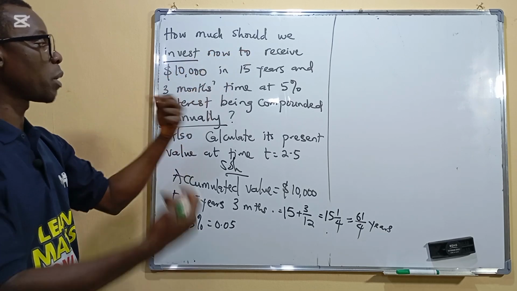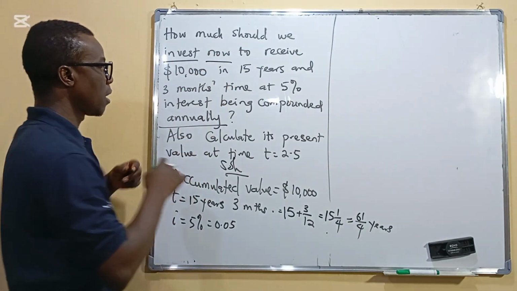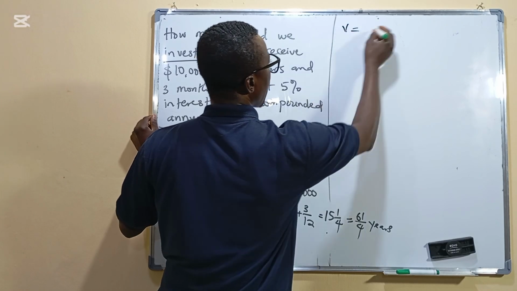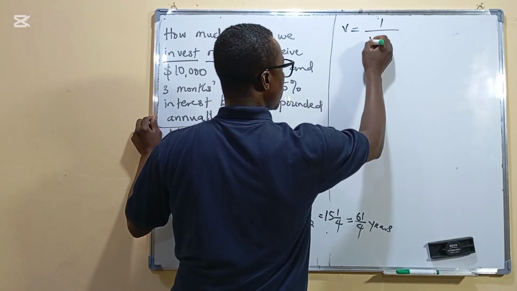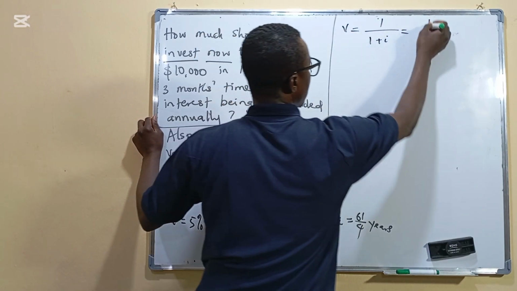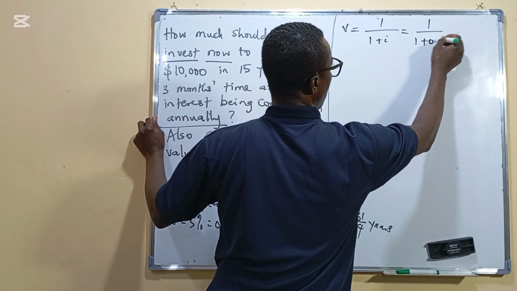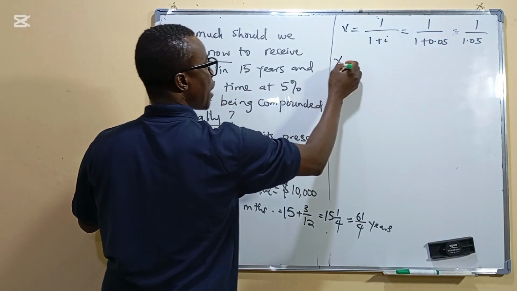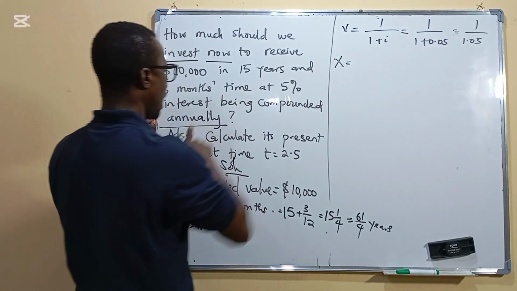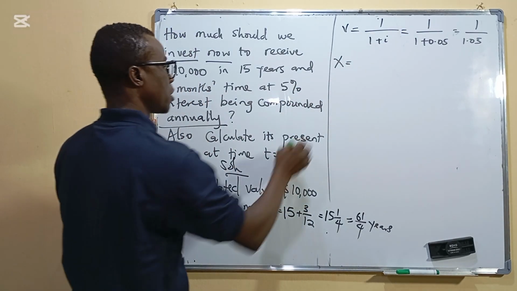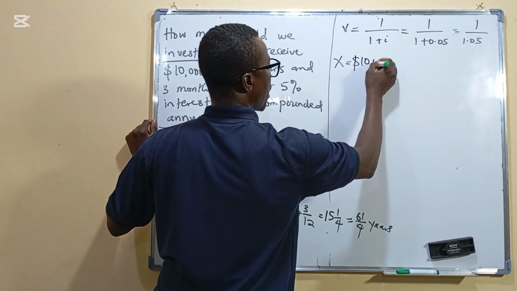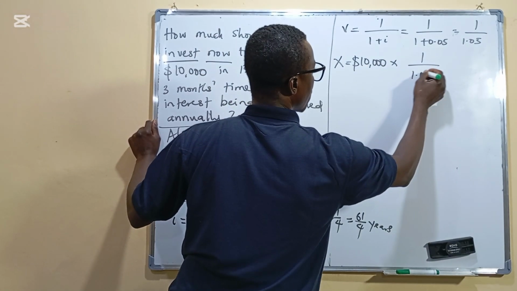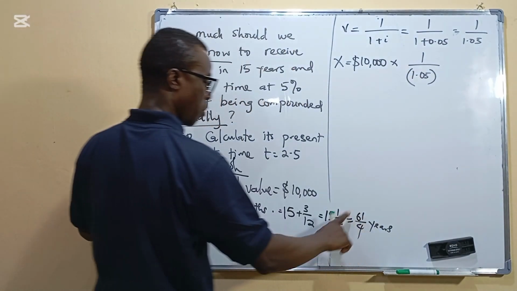So they say, how much should we invest now? You can see now, which is the present value. Now, the discount factor for that is 1 over 1 plus i, and this is the same as saying 1 over 1 plus 0.05, and so I have 1 over 1.05. So to find the present value is going to be the accumulated amount, which is what I have here, 10,000 US dollars times 1 over 1.05 raised to the power of the years.